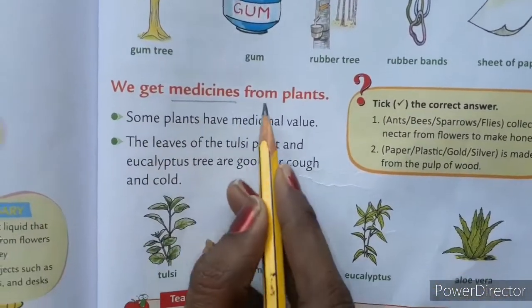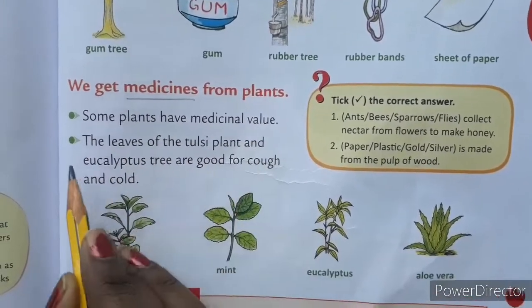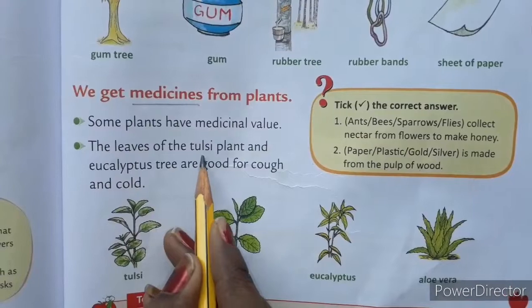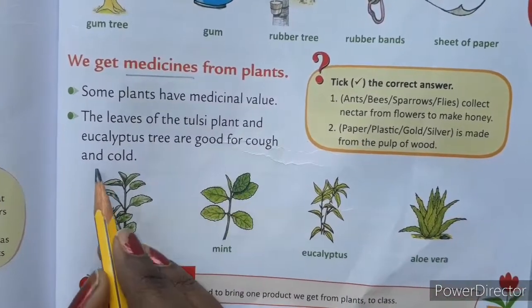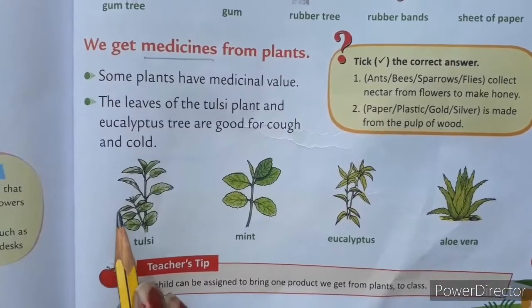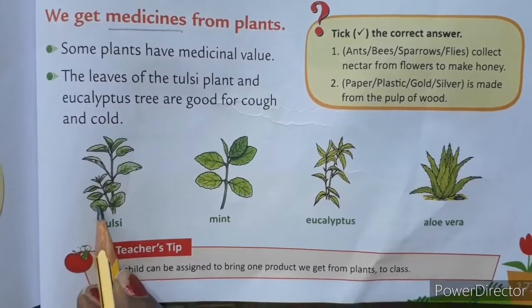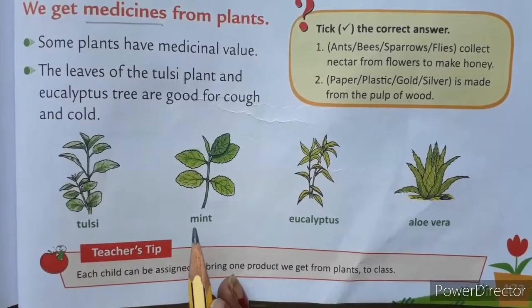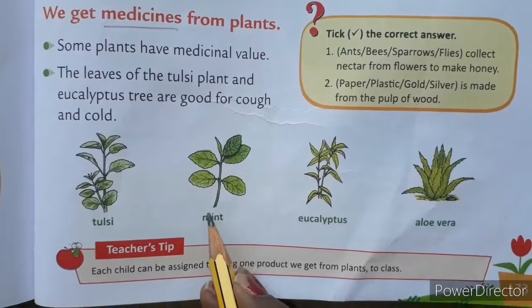Next, we get medicines from the plants. Some plants have medicinal values. The leaves of the tulsi plant and eucalyptus tree are good for cough and cold. This is a tulsi plant. This is the best medicine for cough and cold. This is mint. This is a mint plant. This is also a medicinal plant.